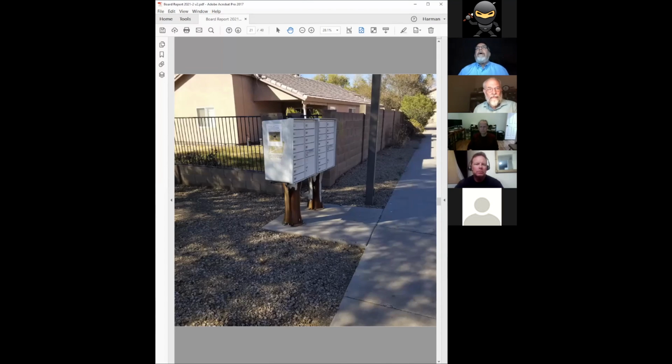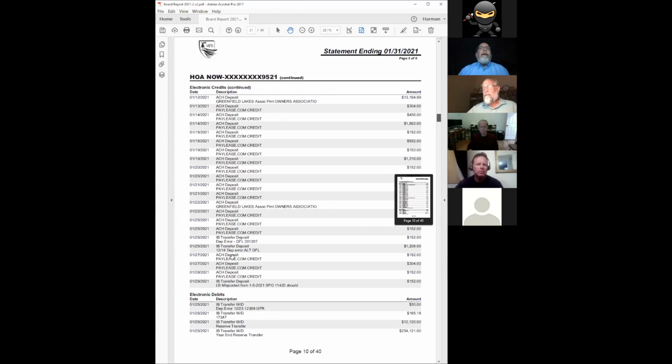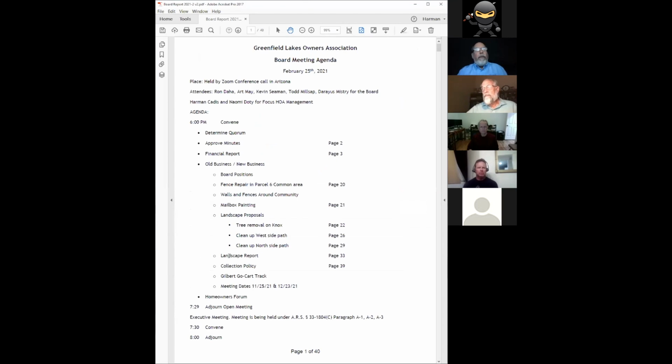Thank you, board. We have the landscape report. This is for board information. We get a landscape report, I put it in there so you can read it. There's no action items in there.